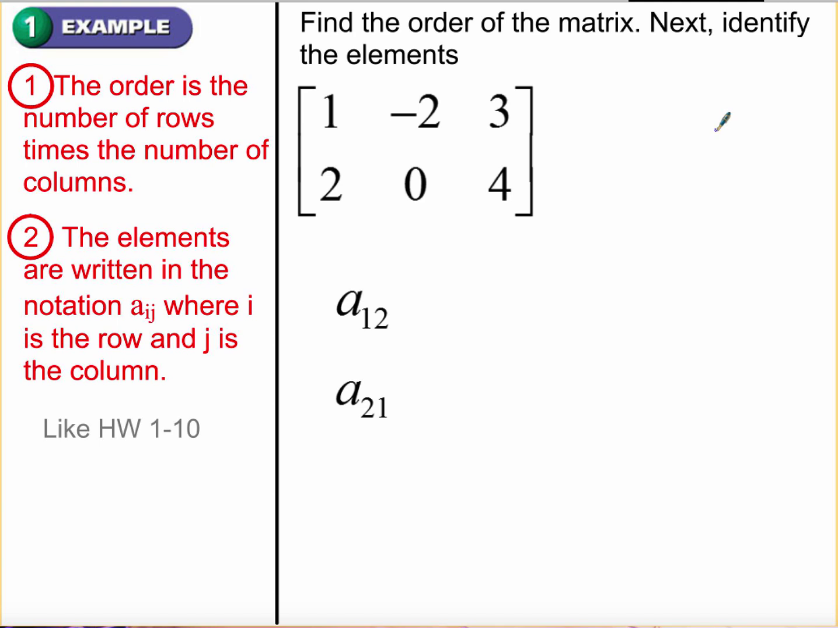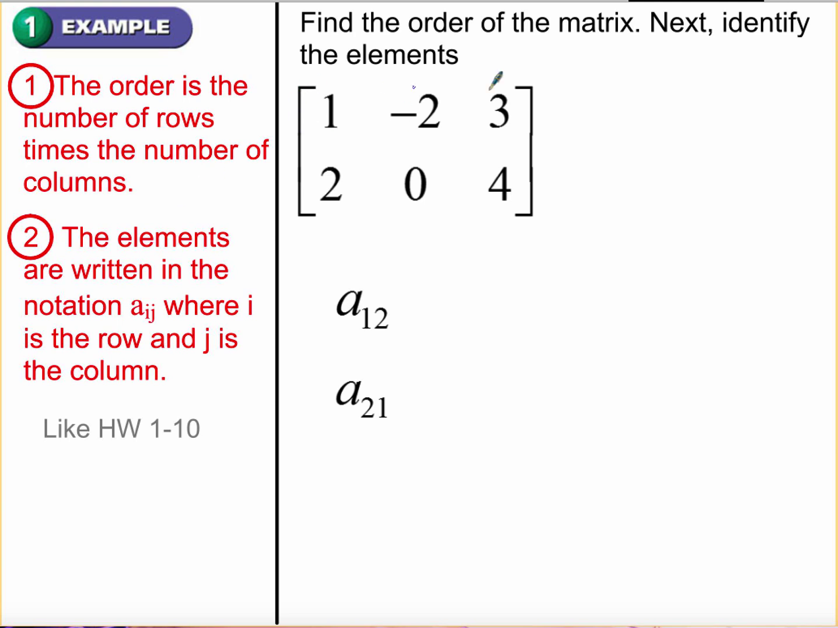So now we get to our first example. Our question asks us to find the order of the matrix and then to identify some of the elements. Well, that's cool. The order of a matrix is the number of rows times the number of columns. Now, it's not an actual product, like a result. You're not going to do the multiplication.